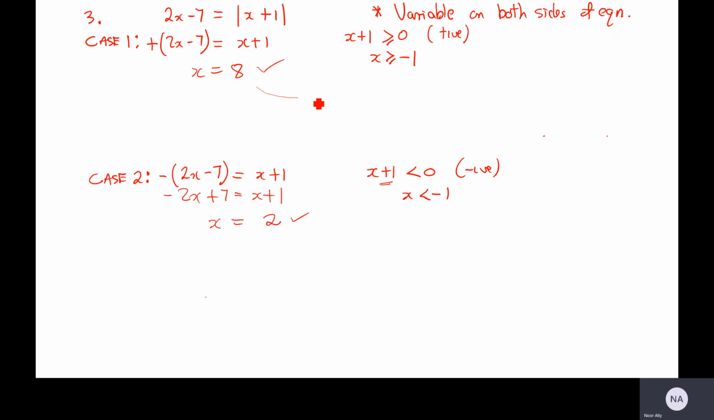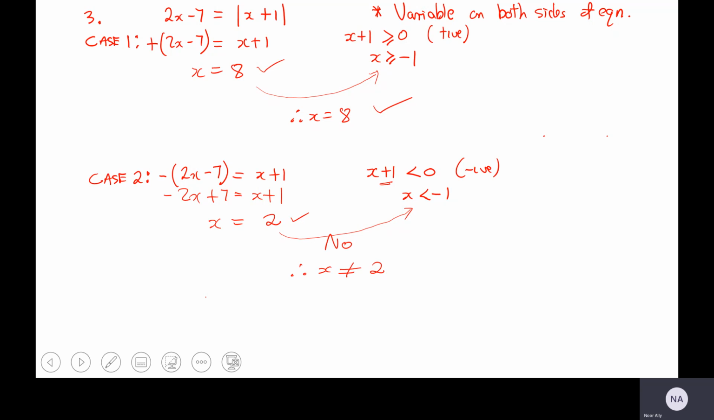However, they must satisfy that condition for each case. So does x equal to 8 satisfy the condition x is greater than or equal to minus 1? Yes, therefore x equal to 8 is an acceptable answer. What about the second case? x equal to 2, does it satisfy the condition that x is less than minus 1? No. Therefore, x cannot be equal to 2, which means x equal to 8 is the only answer, a single answer in this case. And those are your absolute value equations.